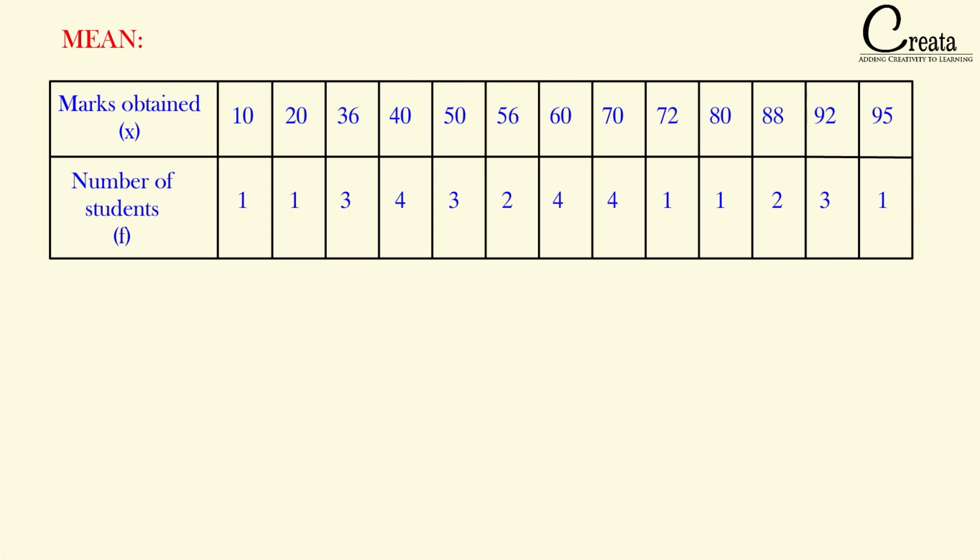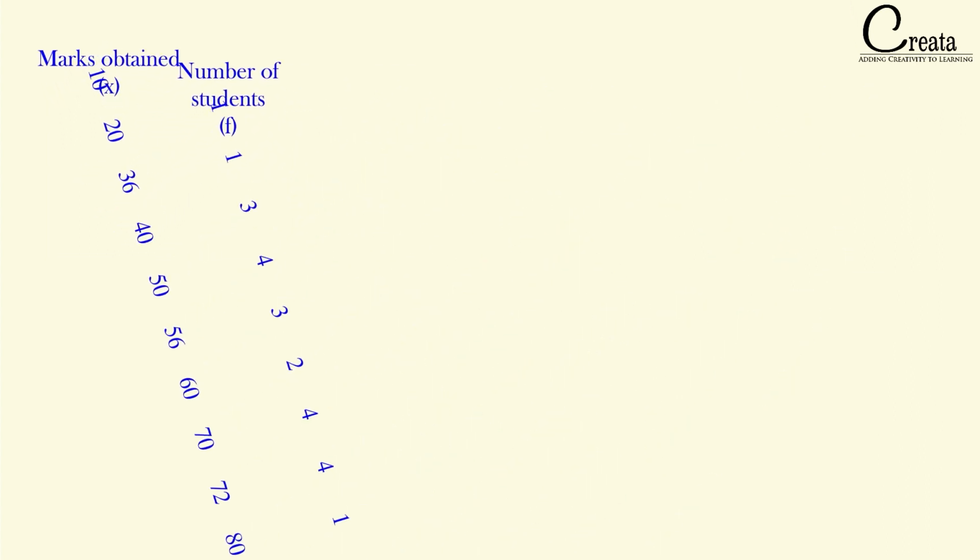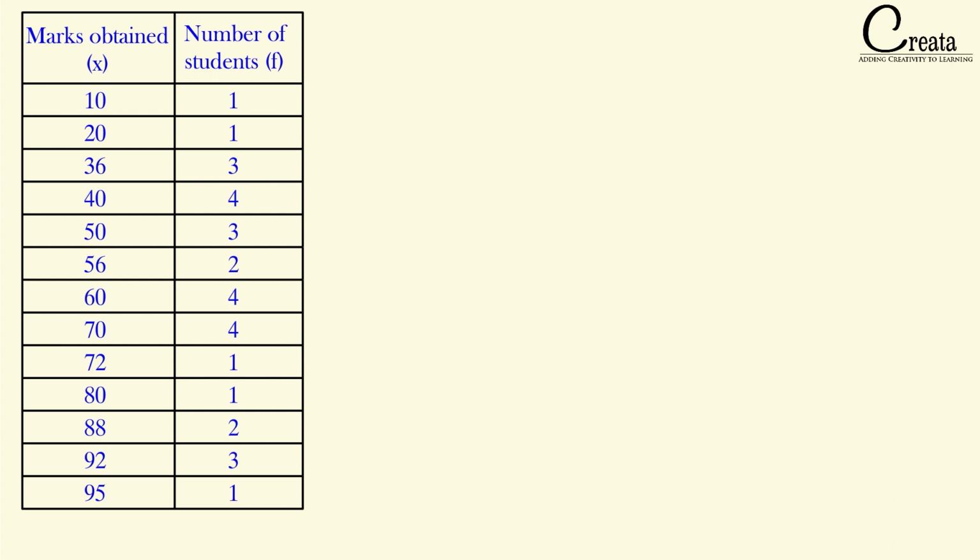Let's move further. Let's convert this table into this table. We have just converted the rows to columns. Now our marks obtained are in column form and the number of students are also in column form. We have not done anything special, just converted the rows to columns. Why have we done this? Let's see. Here we have to calculate again the mean of the marks obtained.